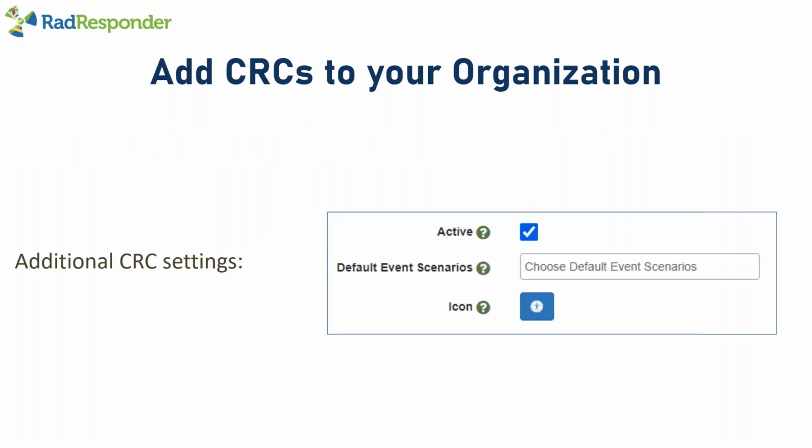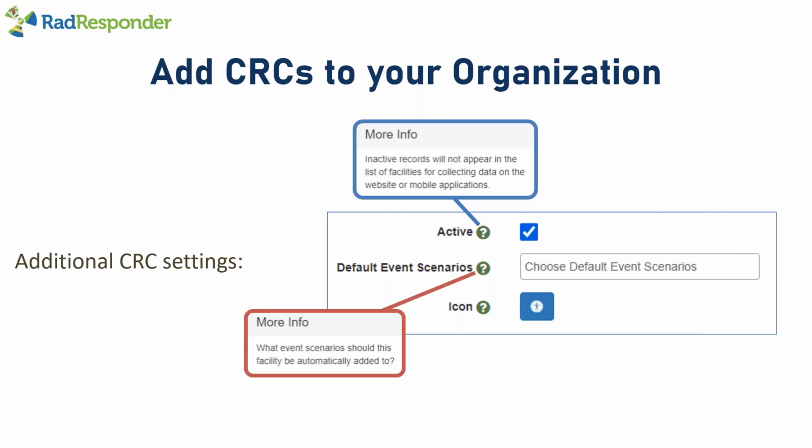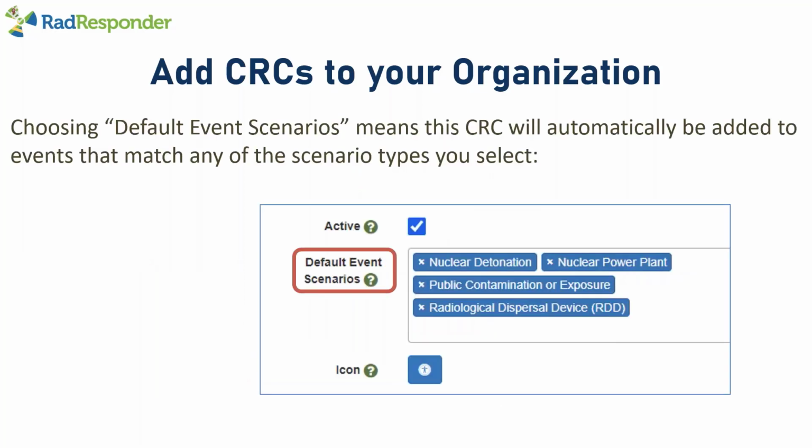You'll see some additional facility settings. So for example, if the facility is active, and you have these information boxes next to each of the fields for more information. Default event scenarios, so which event scenarios should this facility be automatically added to? And you can choose a custom icon, so when you are viewing the facility on the event map, it stands out to you. Choosing default event scenarios means that this CRC will then automatically be added to events that match any of the scenario types you select.